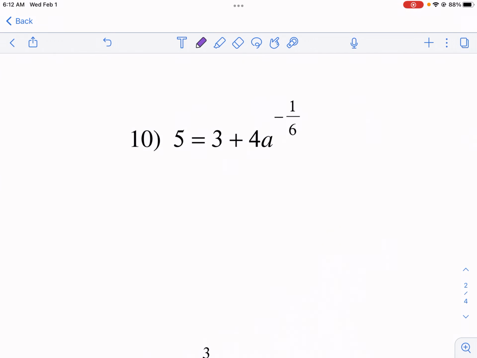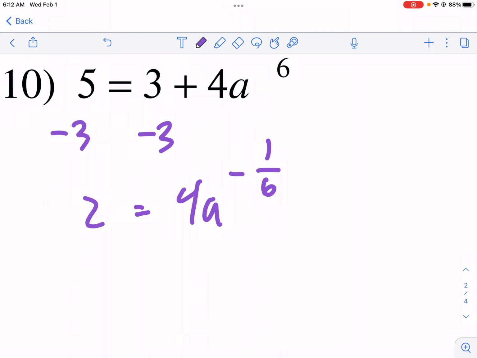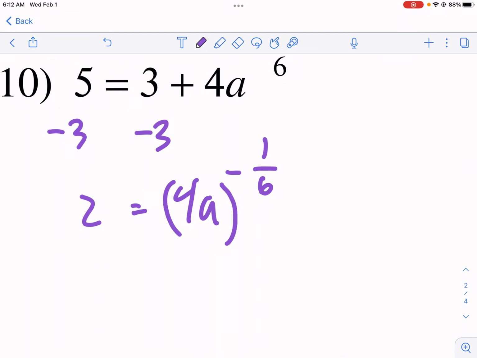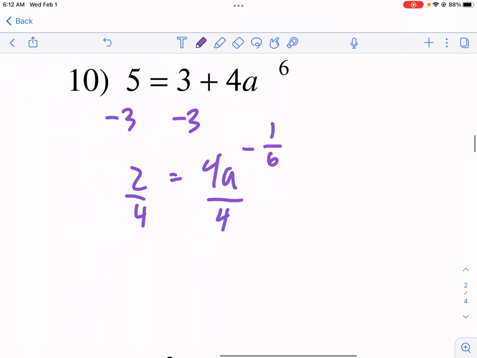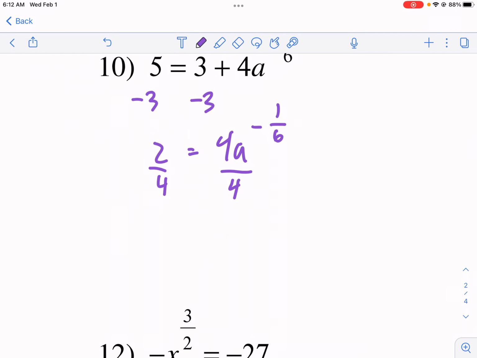I want to talk about number 10 because it's negative, and this only applies to the a. So check this out. We are not going to raise it to the 6th power right away. We're going to try to get the exponent by itself. So I subtract 3 first. I get 2 equals 4a to the negative 1 over 6. Now, I don't raise it yet because that negative 1/6 power is still only applied to a. It's not in parentheses here. There's a big difference. So I'm going to divide by 4 first to get the exponent by itself.